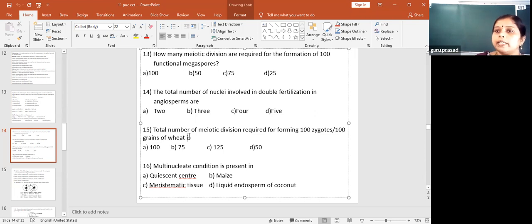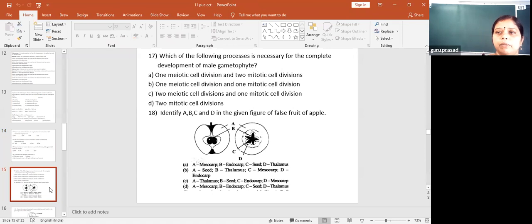If this option comes in other versions, you should know what the quotient center is, then you can easily select the option. Okay, write down, a group of 1000 cells found in the root tip of vascular plants, we call it the quotient center. Now, multinucleated condition is present in liquid endosperm of coconut. We know liquid endosperm of coconut is made up of multinucleated conditions. That's why option D is the correct answer for question number 16. Okay, next, shall we go for the other one? I'm not that fast, I think, because we know the concepts in detail and we can easily answer the questions.